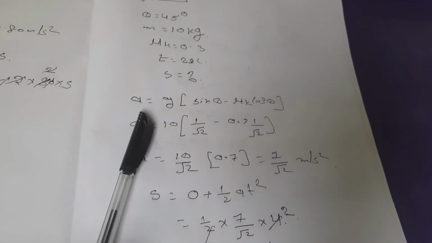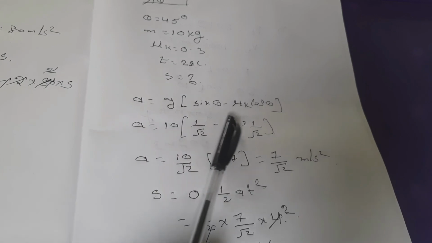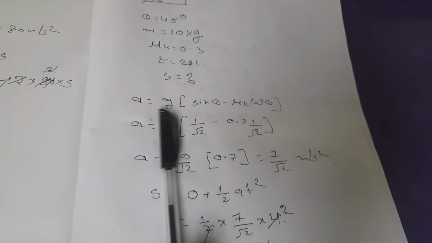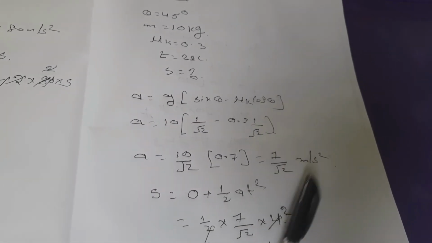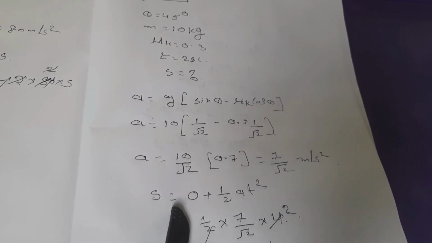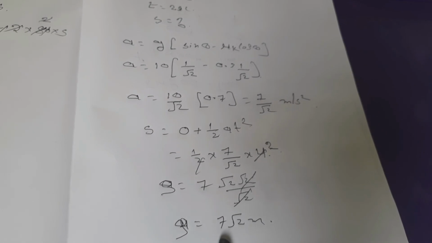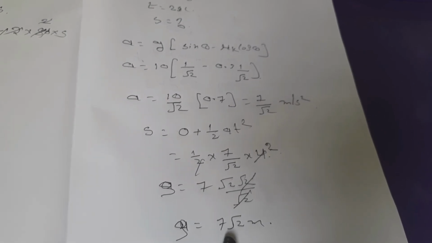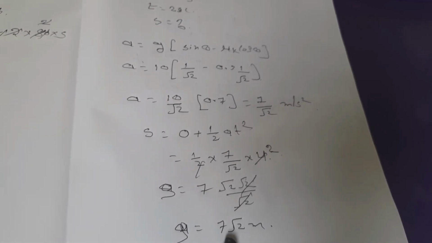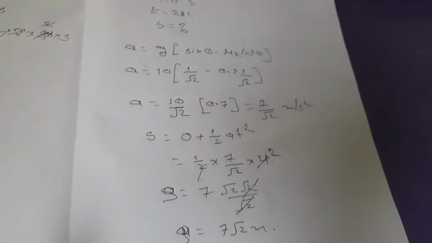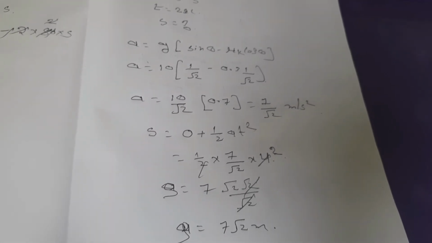So simply you should remember this formula. In the case of an inclined plane, if the body is coming downwards, this is the formula for acceleration. When you know the acceleration, use the second equation of motion, s equals half at square. We do the simplification and find that the displacement or distance traveled by the body is 7 root 2 meters. Sorry, meters.